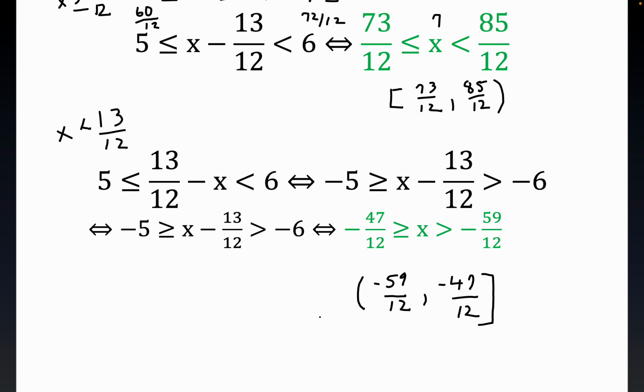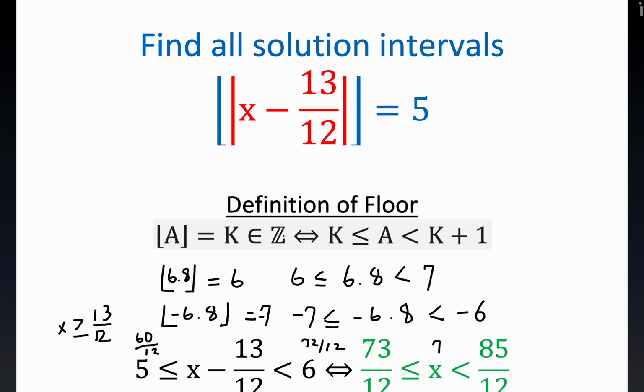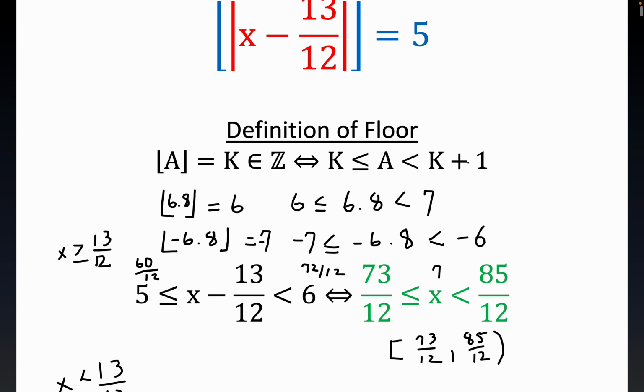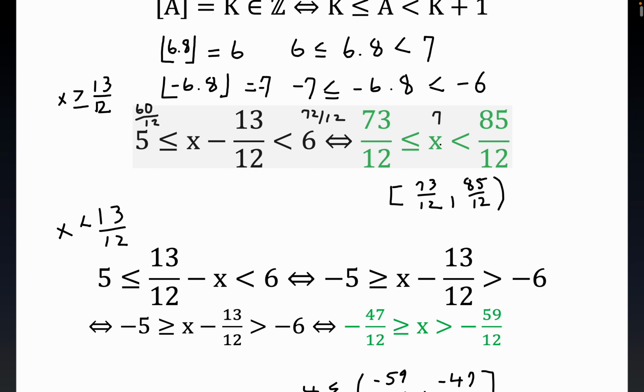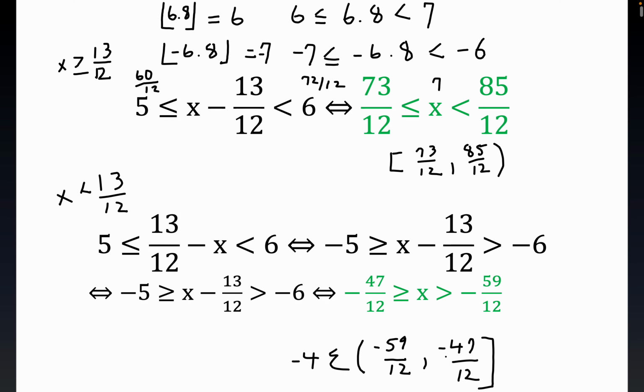Also, just notice that minus 4 is a member of this set. And if you go back up here and check minus 4, you can see that it works fairly quickly. Minus 4 is minus 48 over 12. Minus 13 over 12 would be minus 61 over 12. But the absolute value of that would be 61 over 12, which would have a floor of 5. 61 over 12 is just 5 and 1/12. So again, it's easy to check these, but these green answers right in here are the solution, and I hope you enjoyed that.